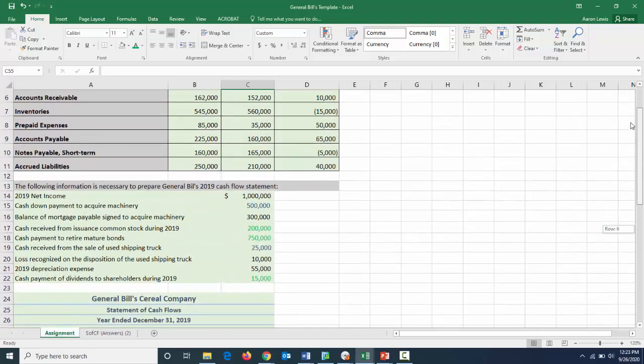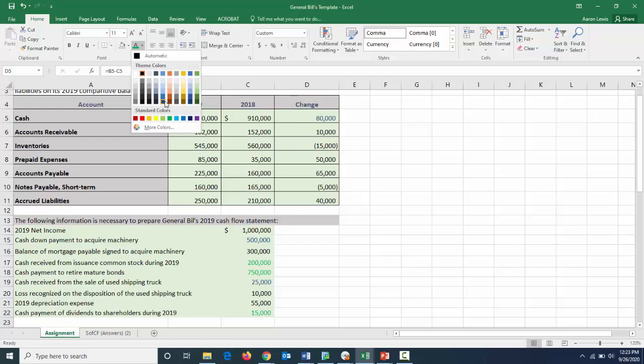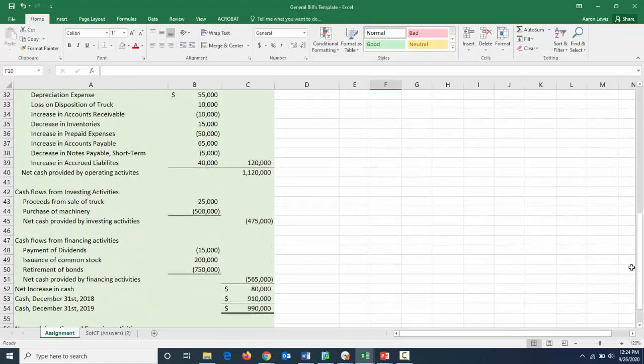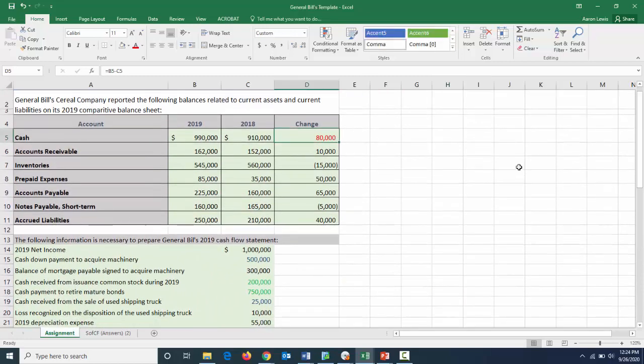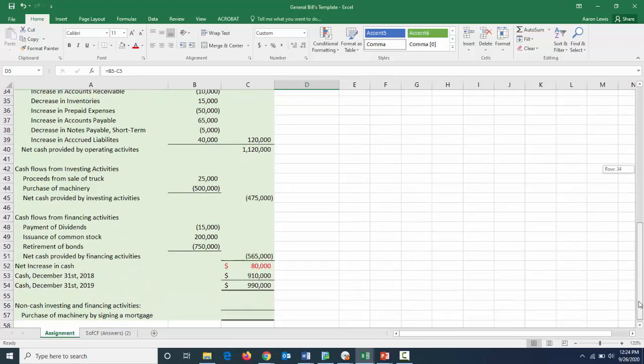So this number that we got right in the very beginning, this increase of $80,000 to cash that we have right here, I'll make it red, I guess. That was our answer. And we knew our answer right from the beginning. So whatever number you come up with for your net increase or decrease in cash has to be equal to the change in your cash balance. So right from the get-go, you are going to know what the answer to your statement of cash flows is, what number you're working towards.